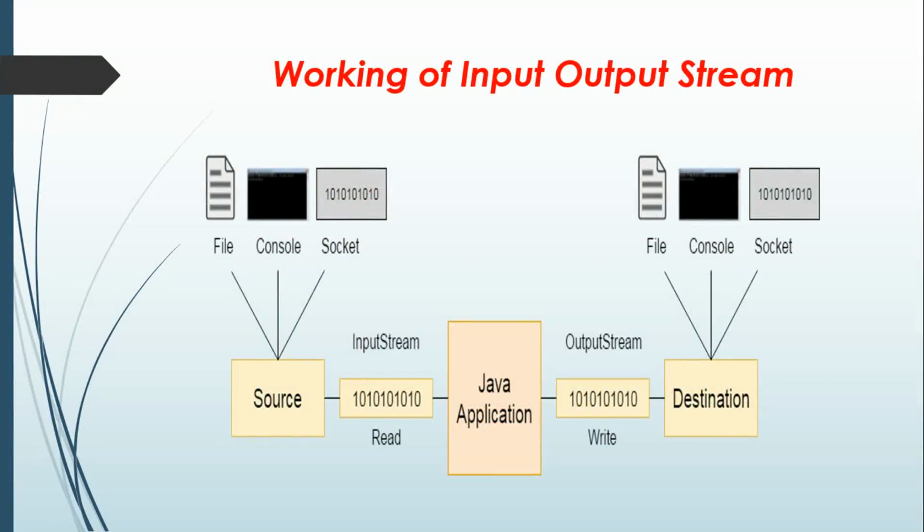Here is the working of output and input streams. Whatever the source is, maybe a file, the console, or a socket, it is first read by the input stream and then placed inside the Java application. Then the Java application processes it and writes it to an output stream, which delivers it to a destination. The destination may be a file, the console or a socket. It depends on the input source and the output destination.